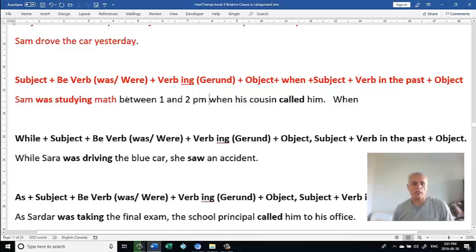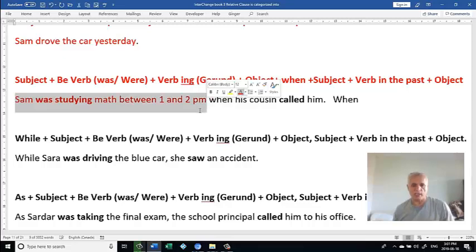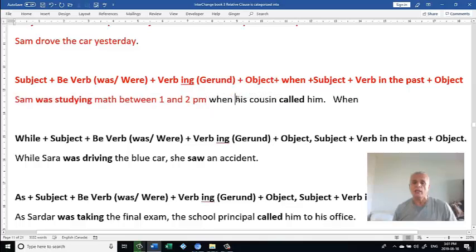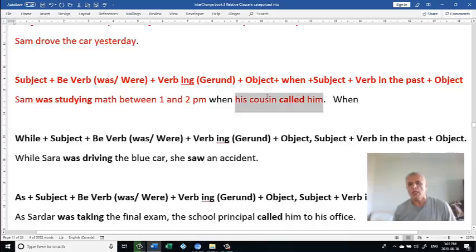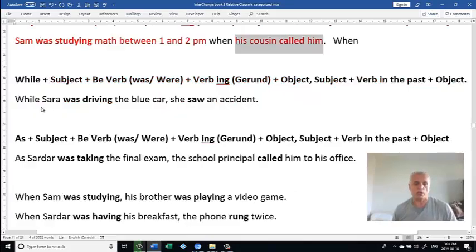If you look at the sentences, it's better you say the first clause, then the second clause, his cousin called him. This action was continuing for a period of time between 1 and 2. It means his cousin called him during the processing of this action. Then we use when. There is another kind of when. Let's continue to do this because the book says only one. Then we're going to touch on the other kind of when. It depends on the condition.